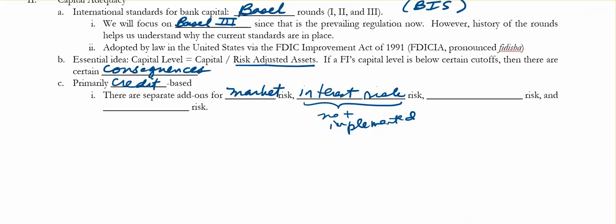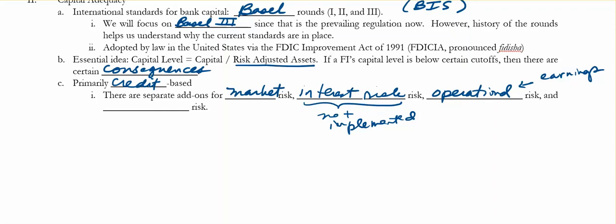There's also operational risk. Now, operational risk you can basically think of as earnings. So a bank clearly needs to be generating profits if it's going to continue to exist and to be able to pay its liability holders.